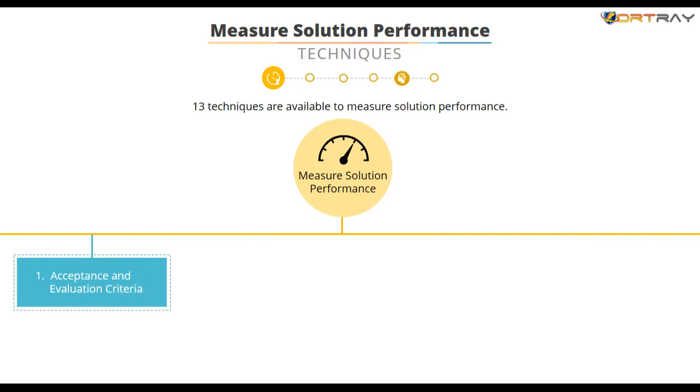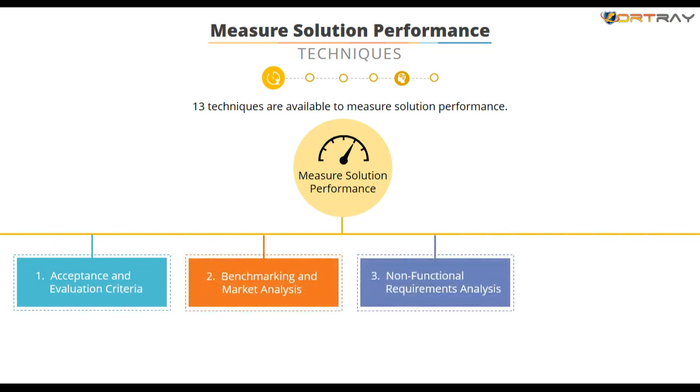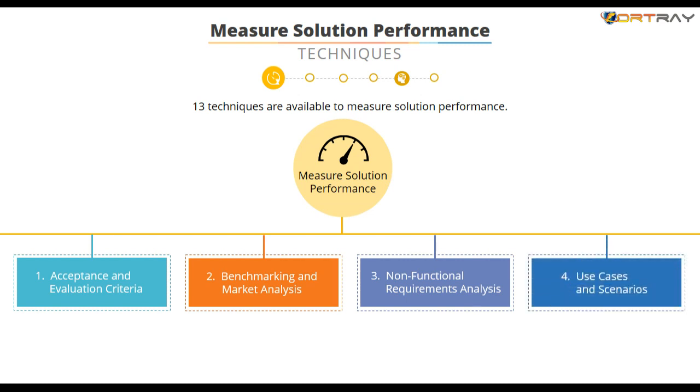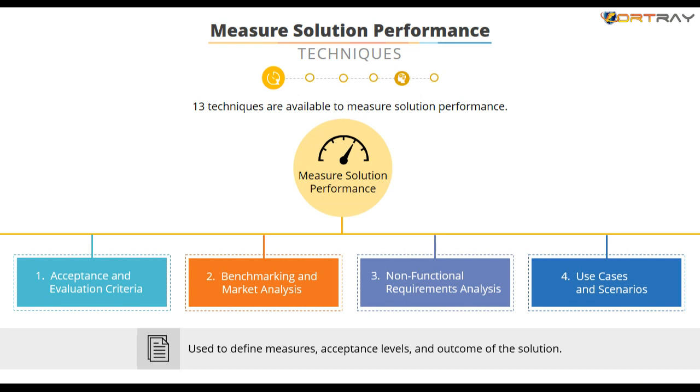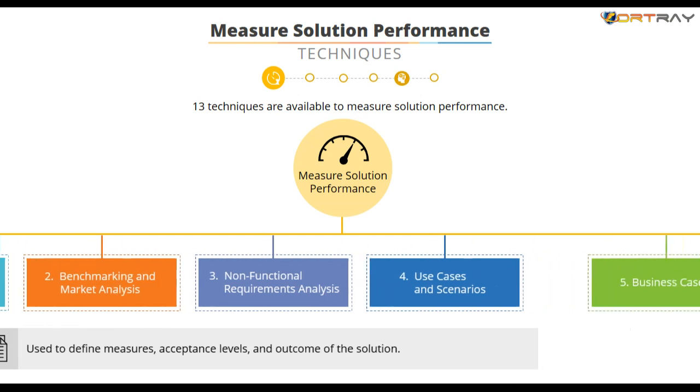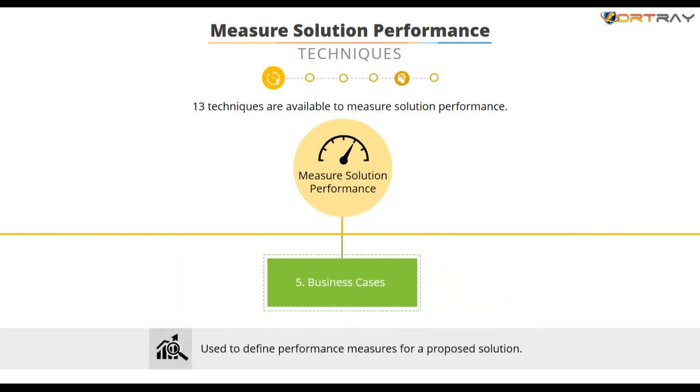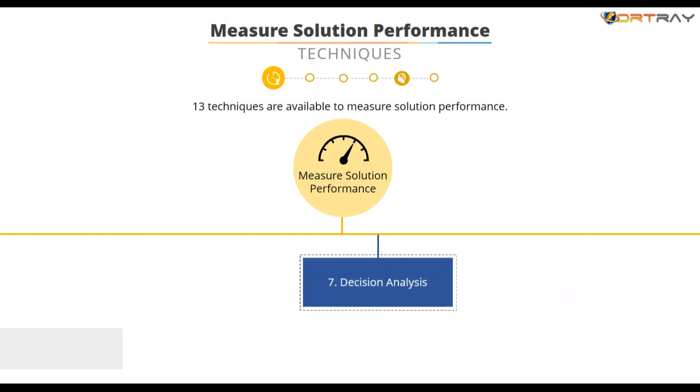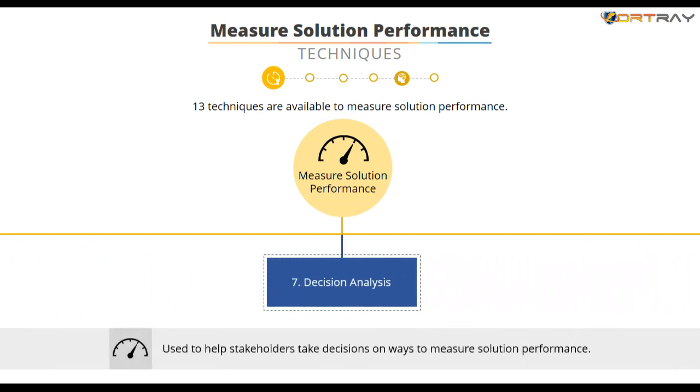Acceptance and evaluation criteria, benchmarking and market analysis, non-functional requirements analysis, and use cases and scenarios. These techniques are used to define measures, acceptance levels, and outcome of the solution. Business cases are used to define performance measures for a proposed solution. Data mining is used to collect large amounts of data about solution performance. Decision analysis is used to help stakeholders make decisions on suitable ways of measuring solution performance.